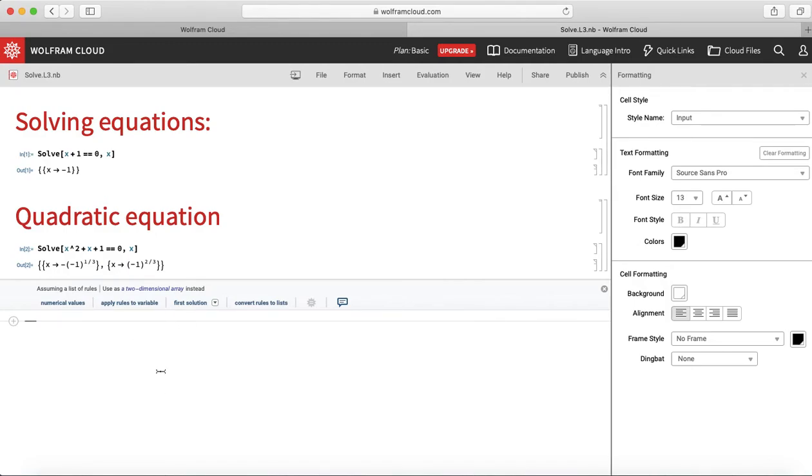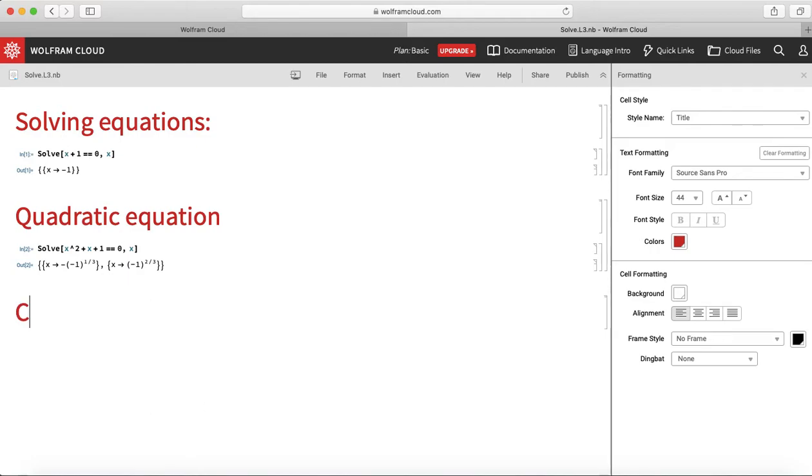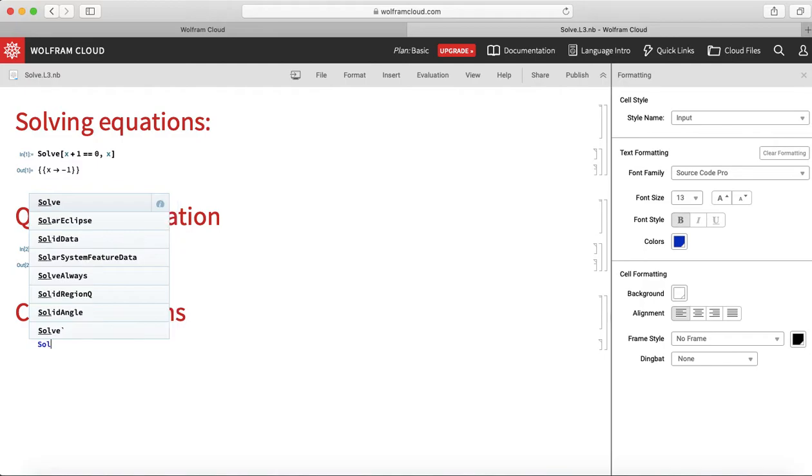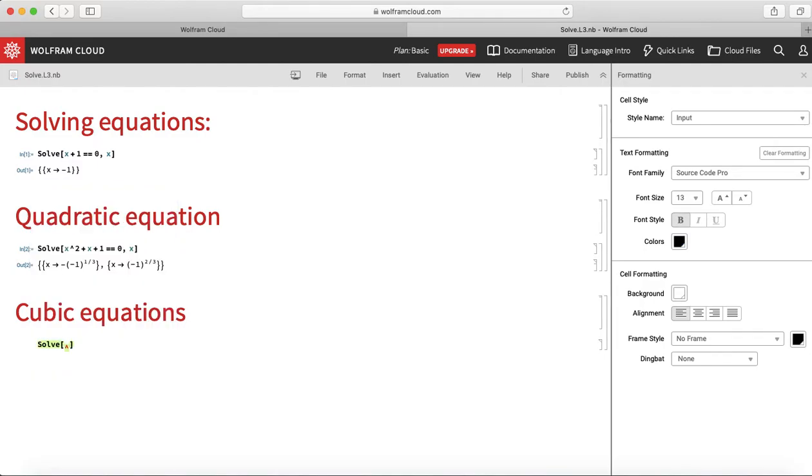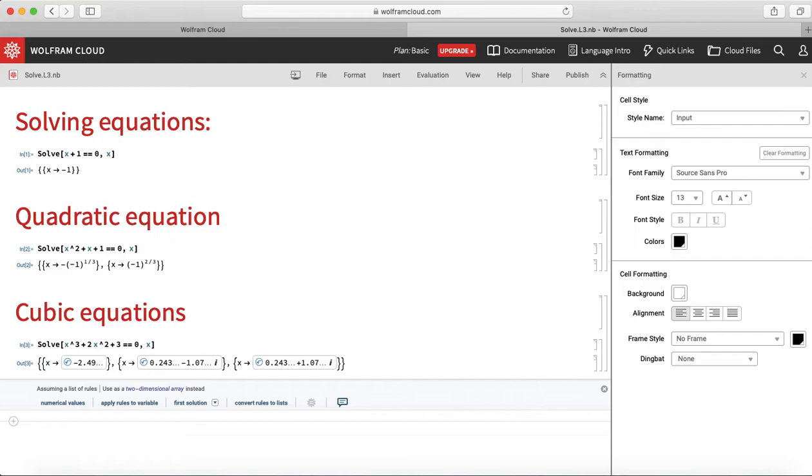Okay. So similarly, we can also solve cubic equations. Now, for example, if we take x cube plus 2x square plus 3 is equal to 0, and we would like to solve for x, I should get here 3 solutions. Shift enter. Okay, good. So we got here 3 solutions.